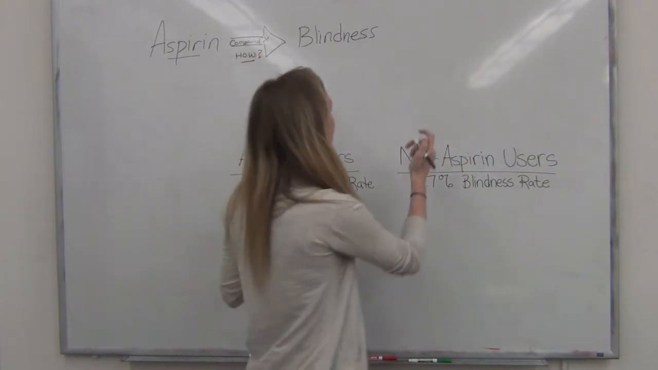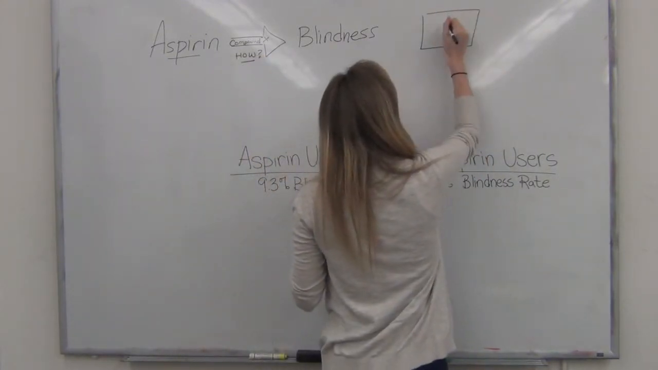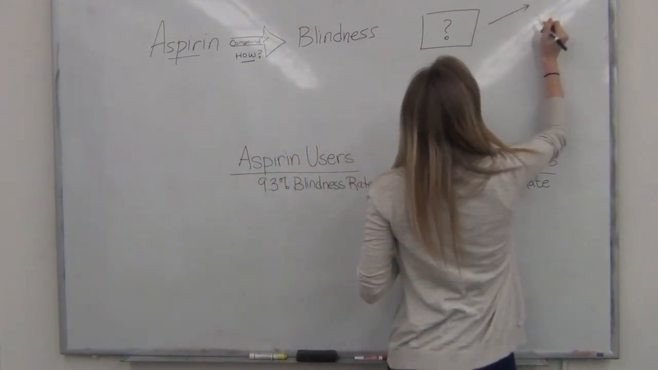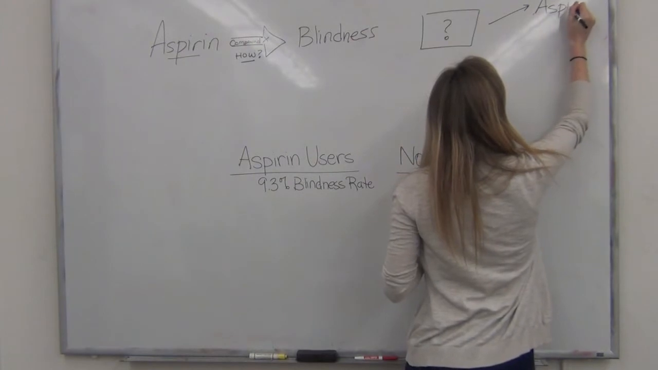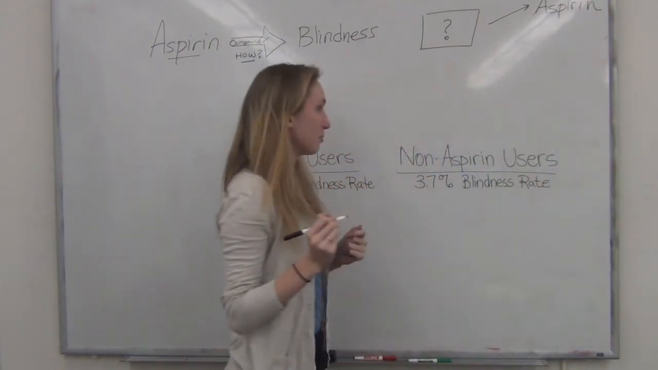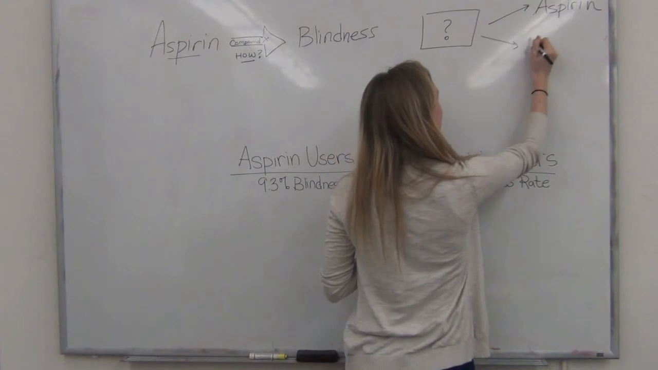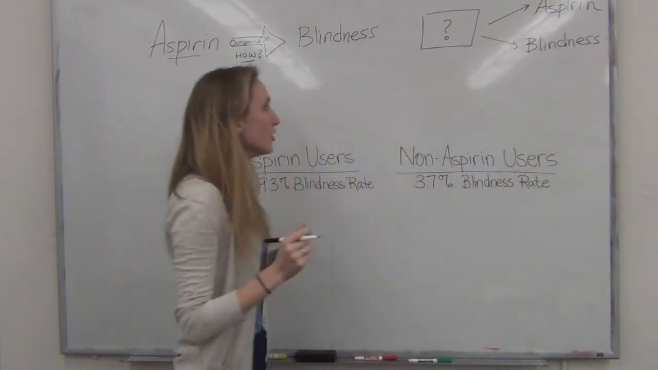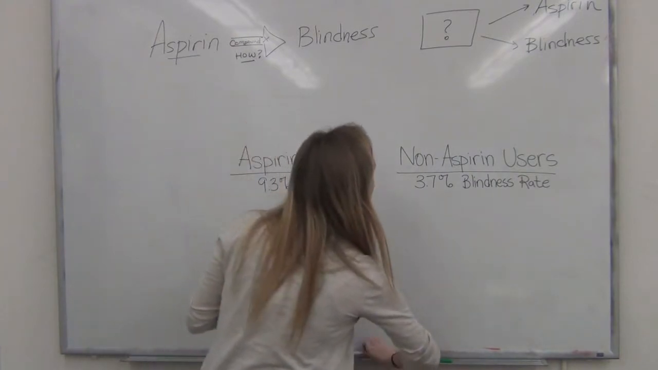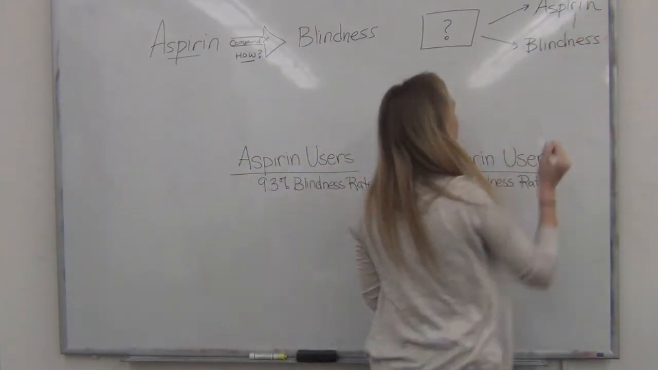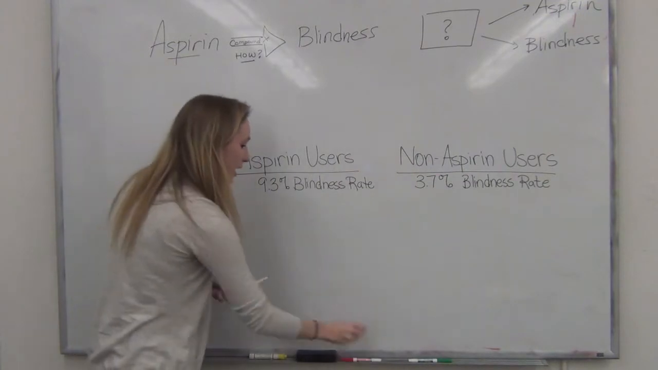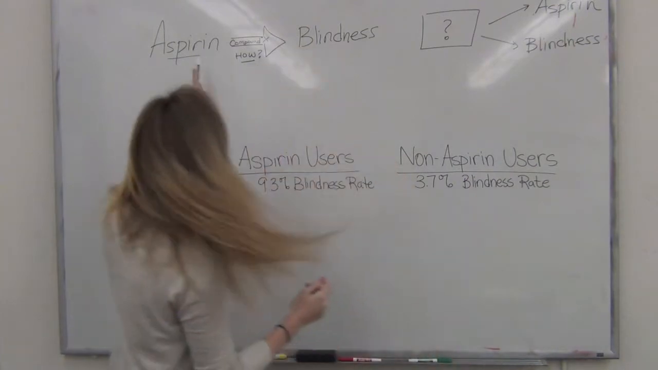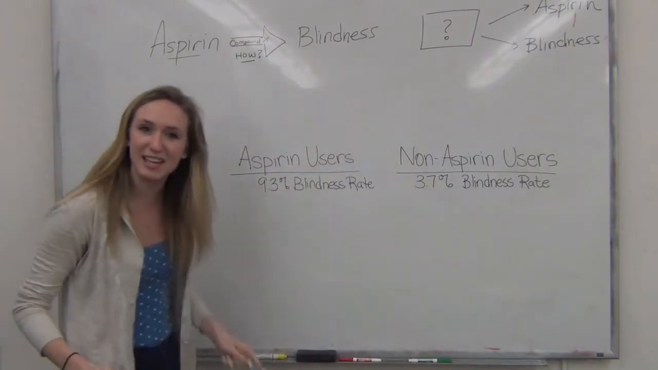So the way I would map this out is this culprit, this mystery variable that also makes people more likely to use aspirin as well as a link to blindness. And when you read that chart, you can see how closely aspirin and blindness are related right here. If we saw that blindness rates were so much higher in aspirin users, we could easily come to this conclusion. And that's what these scientists did.